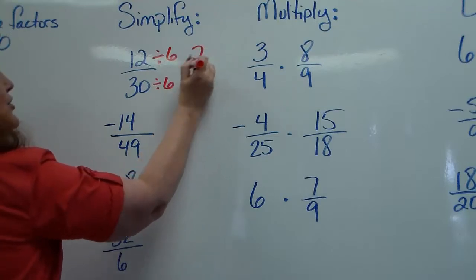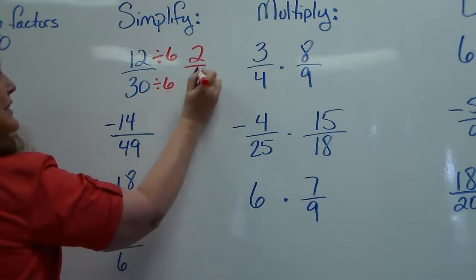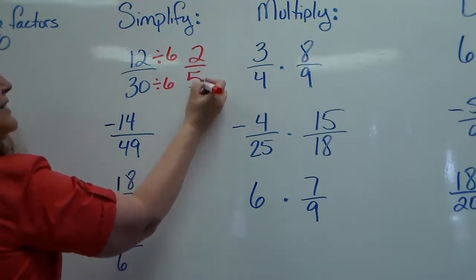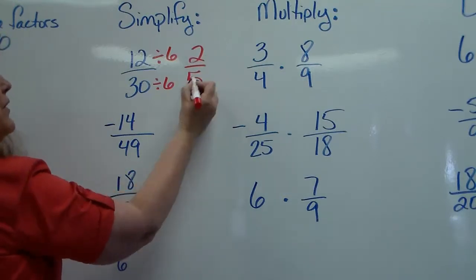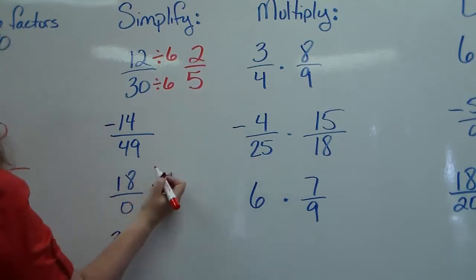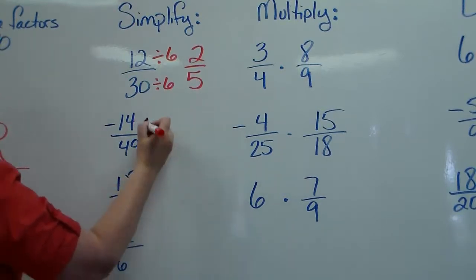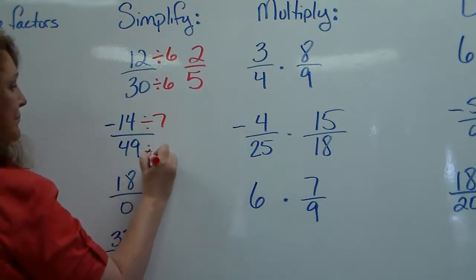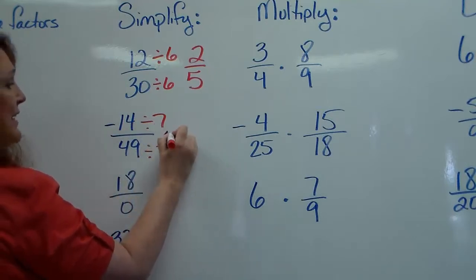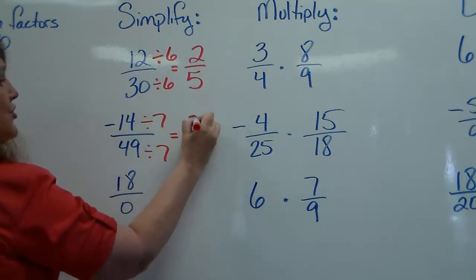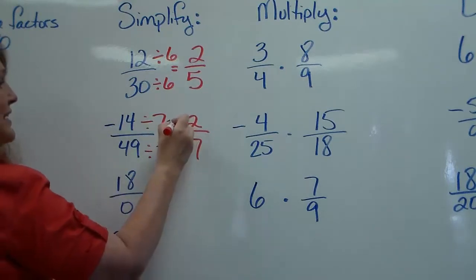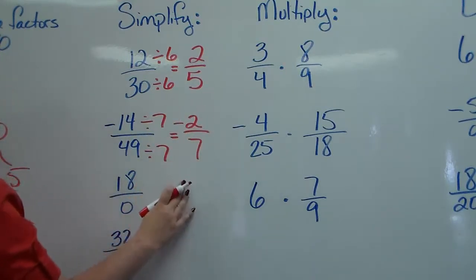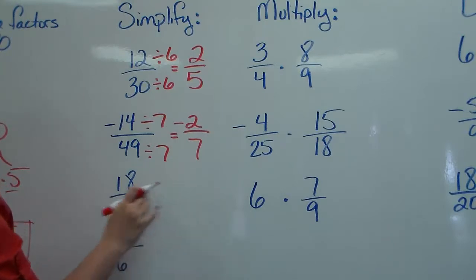12 divided by 6 is 2, and 30 divided by 6 is 5. And there is not a number, because 2 and 5 are both prime, there isn't a number that goes into both 2 and 5, so this is our answer. 14 and 49 are both divisible by 7. 14 divided by 7 is 2, 49 divided by 7 is 7, and this is negative. So our answer is negative 2/7.